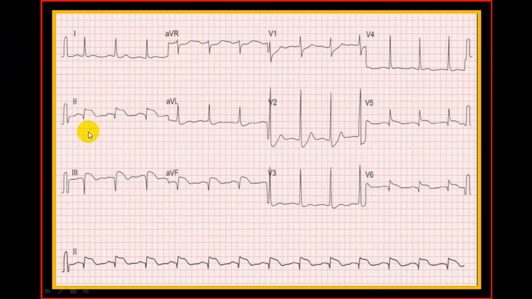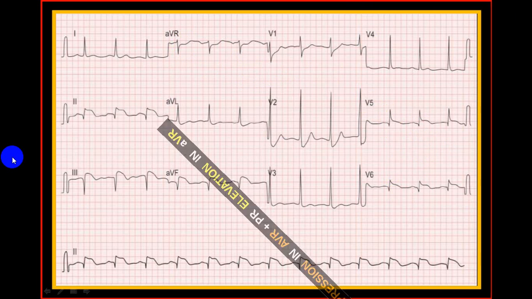Now this is inferior lead changes and you can see this ST segment depression in V2, V3, and here in V5, V6 there is an ST segment elevation. So in V5, V6 you can have opposite changes, we call aVR. Here it is elevated, here it will be depressed. If here it is ST depression, you will have an aVR ST elevation. So if you get that, it is a reciprocal change of lateral leads, we call V5, V6.